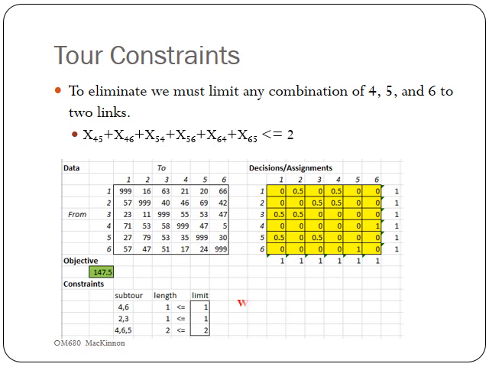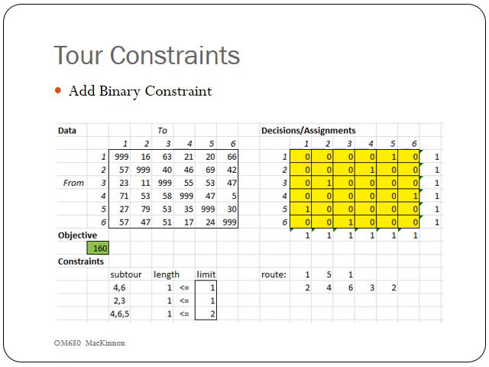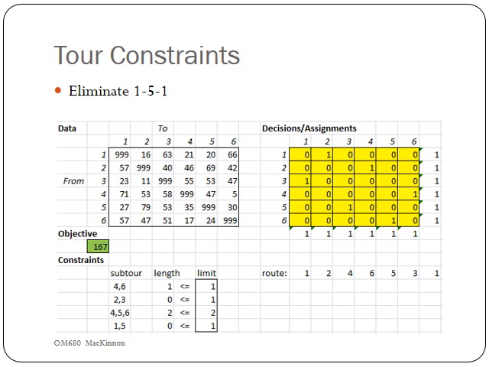But what's the problem? Well, as you can see, we have 0.5 in our decision variables. So we obviously need to set these variable cells to binary. And so we add the binary constraint. We start getting subtours again. We eliminate 1-5-1. And here we are at our final solution.